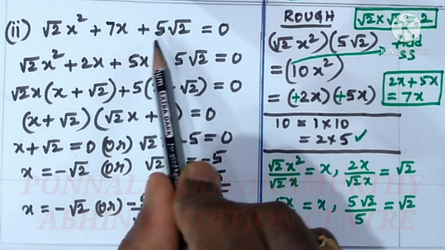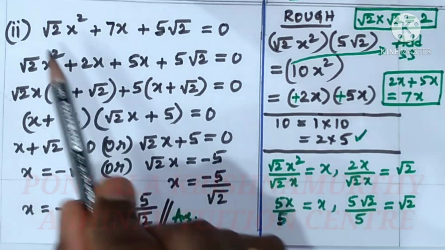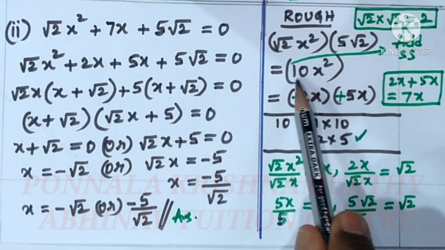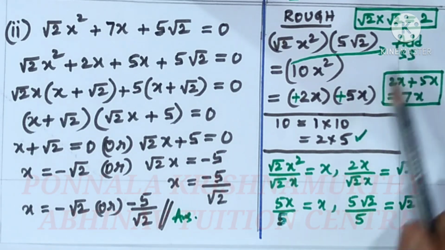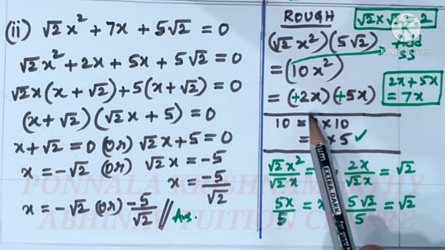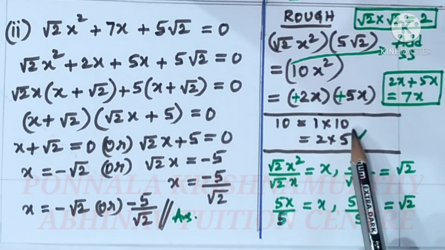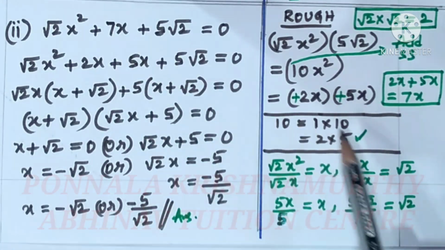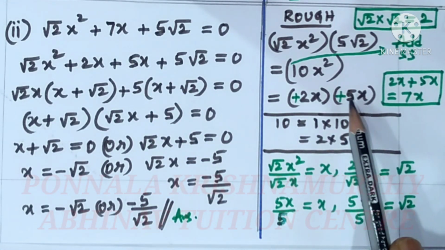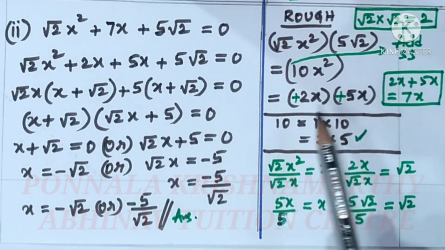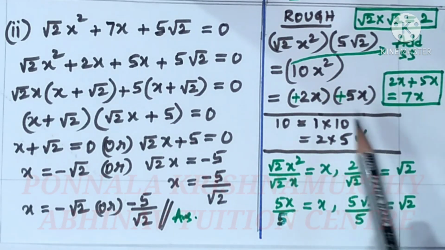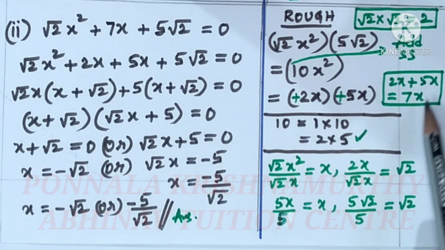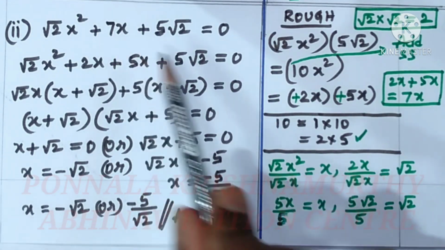Root 2x square plus 7x plus 5 root 2 equal to 0. Root 2x square into 5 root 2 is 10x square. Here we have positive sign. So after addition of factors, we should get 7x. And they should have same signs. 10 is nothing but 1 into 10 or 2 into 5. 2 into 5 is 10 and 2 plus 5 is 7. So we take 2x and 5x. Since we need positive sign and same signs, plus 2x plus 5x. Plus 2x into plus 5x is plus 10x square, checked. And plus 2x plus 5x is plus 7x, here we have. So this is also checked.